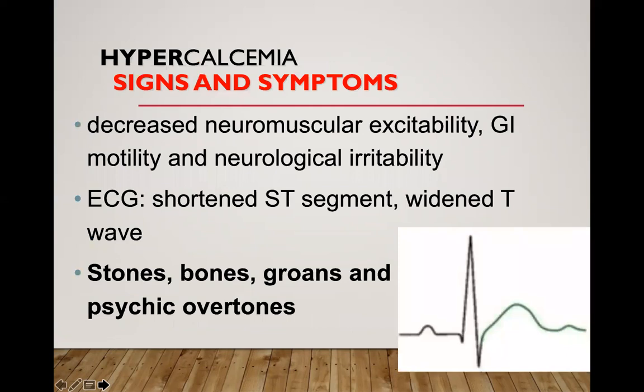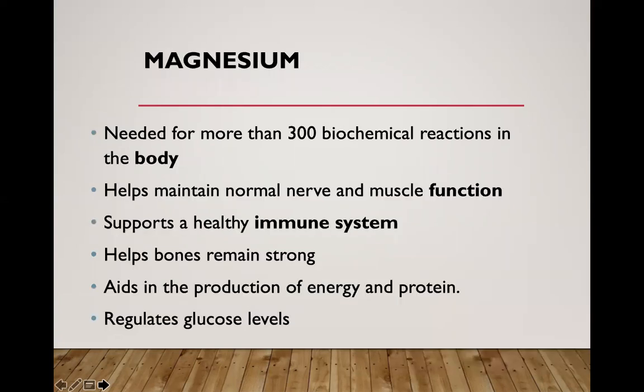So how do we recognize hypercalcemia? There is usually a decreased neuromuscular excitability. It would manifest as a GI motility problem and neurological irritability. On the ECG, it may present with shortened ST segment and widened T wave. So, for you to remember them: stones, bones, groans, and psychic overtones. This is the best way to remember signs and symptoms of hypercalcemia.